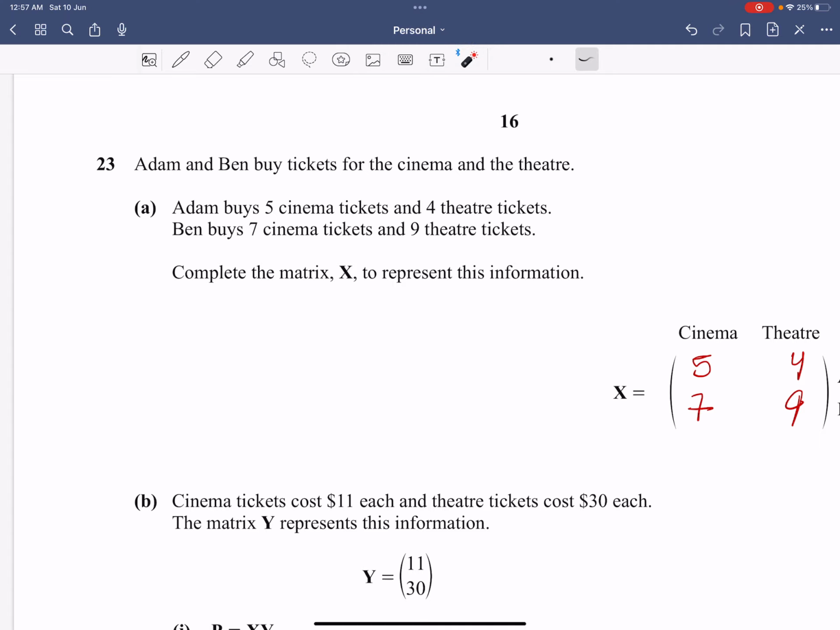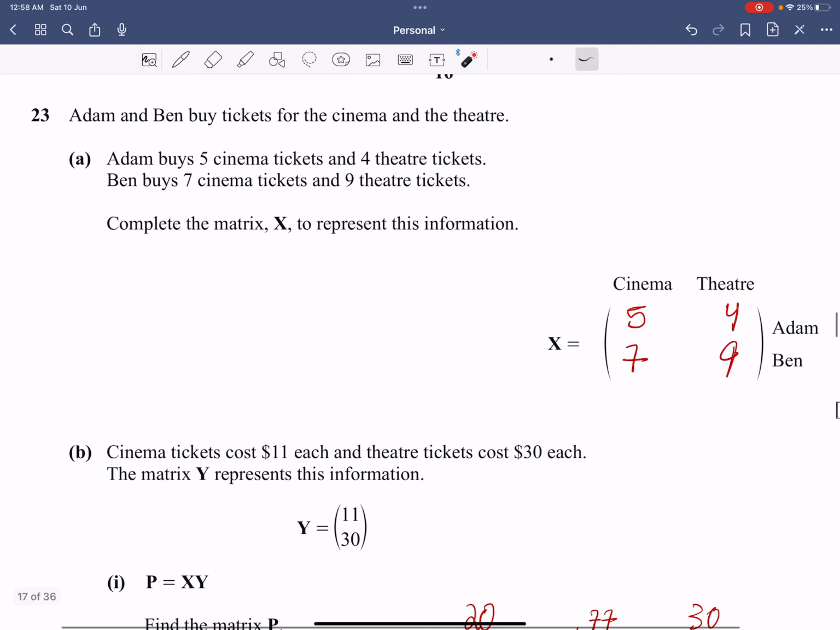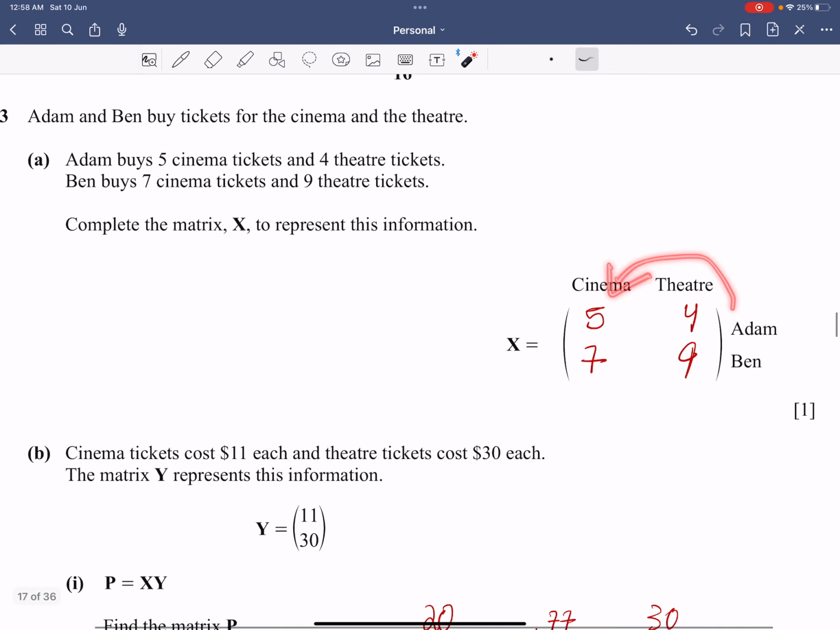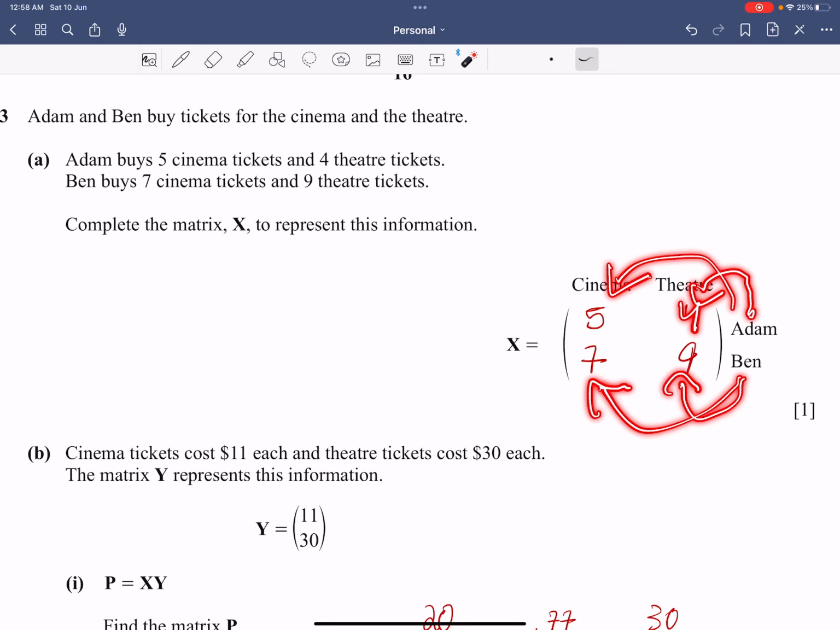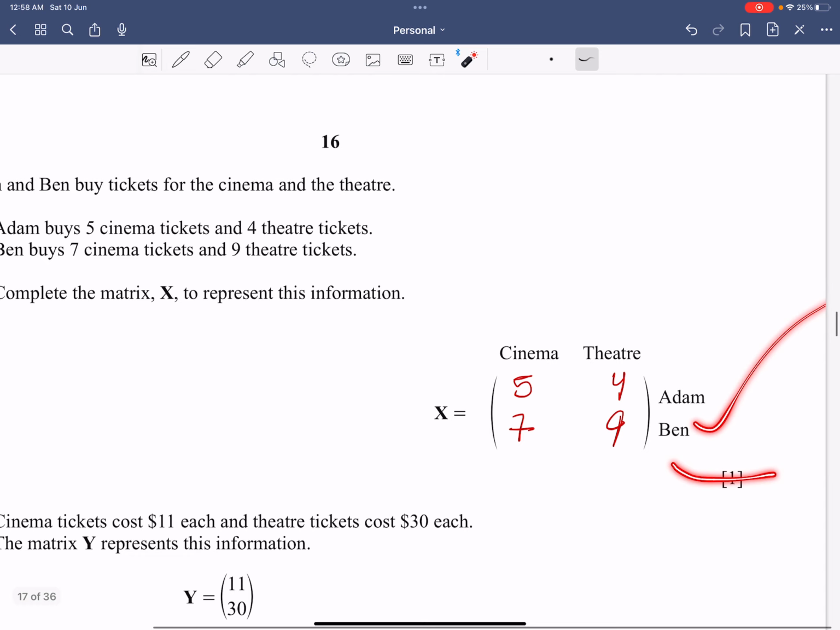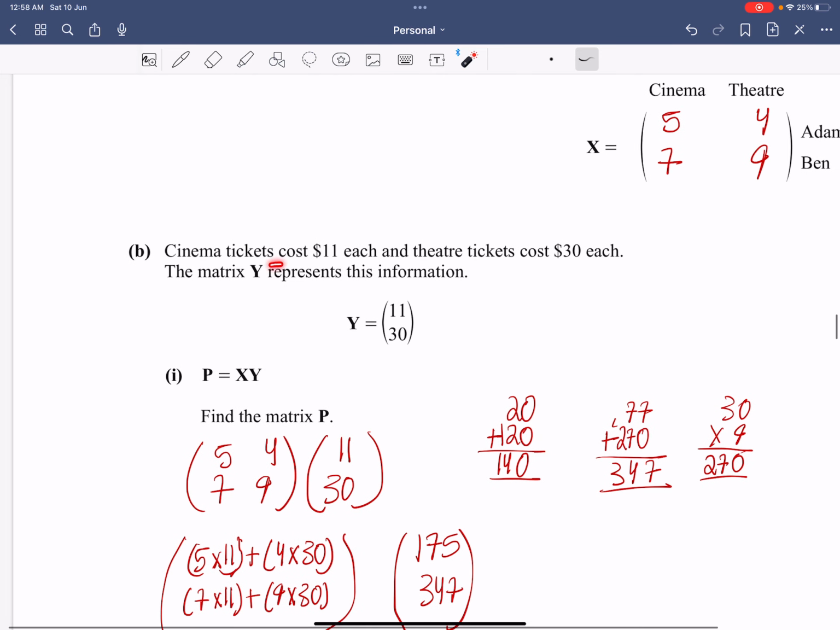So what you'll be doing is you'll just write for Adam, he bought 5 cinema tickets. You'll write 5, and Adam bought 4 theater tickets, so you'll just write 4 here. Ben bought 7 cinema tickets, so 7 here, and Ben bought 9 theater tickets, so 9 here. Fairly easy, 1 mark secured, right? Now cinema tickets cost $11 each and theater tickets cost $30 each. Matrix Y represents this information. P is equals to XY. Find the matrix P.